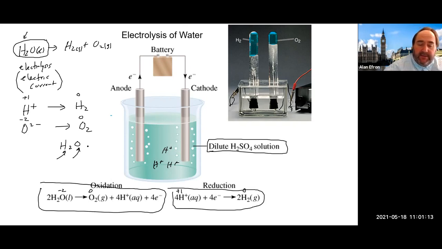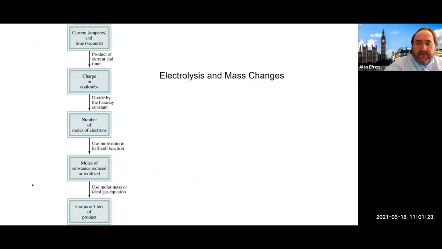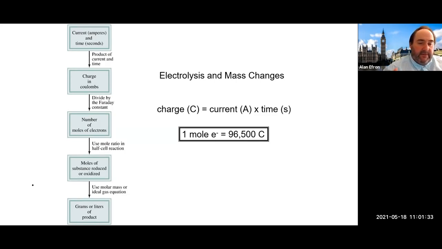Any questions on that? So these are definitely the half reactions that you would use if you're doing some type of electrolysis of water, which is sometimes helpful to know. So let's talk about the electrolysis here and how we do these calculations. There's two versions of these calculations. There's two pathways that are taken when we do these type of calculations.